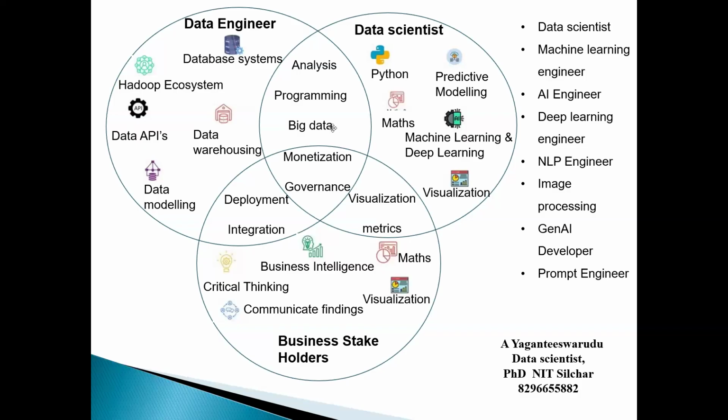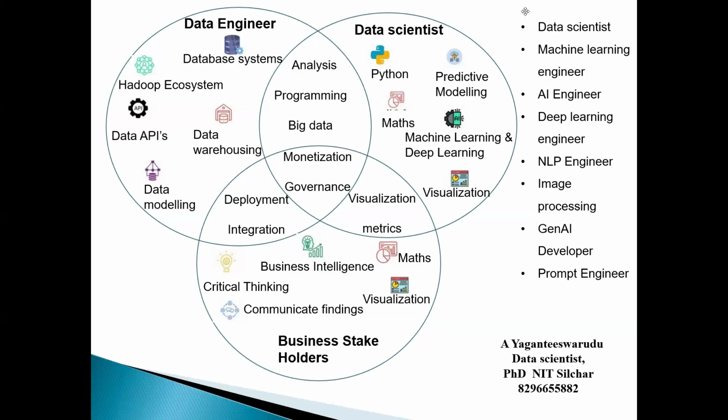And if you see, the common thing among data engineer, business stakeholder, and data scientist is governance and monetization: how much they spend, what the profit is, or what governance is required for these data scientist models. Between data scientist and business stakeholder, it is visualization and metrics. Metrics are nothing but how accurately your model is performing. And between data engineer and business stakeholder, it is deployment and integration. Either the business stakeholder or the data engineer can be involved in the deployment and integration part. Maybe both need to know about it.